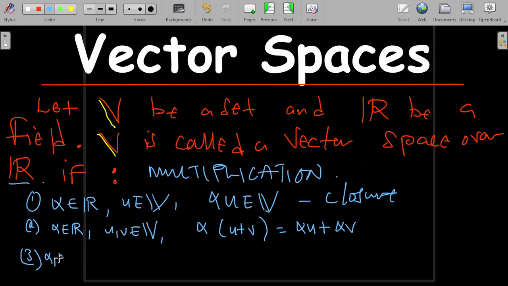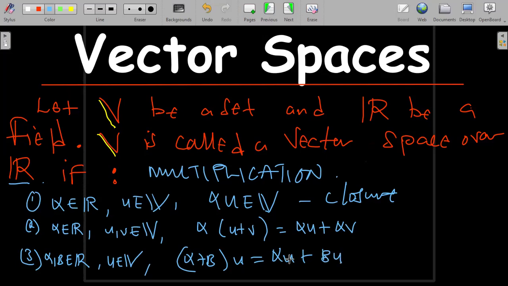And then the third one that we consider is that if I have alpha and beta being scalars from this field, and then I have a vector u being a member of this set here, then alpha plus beta multiplied by the u should be equal to this u multiplied by what we have here. So it should be alpha u plus beta u. Okay, so that's the third one.